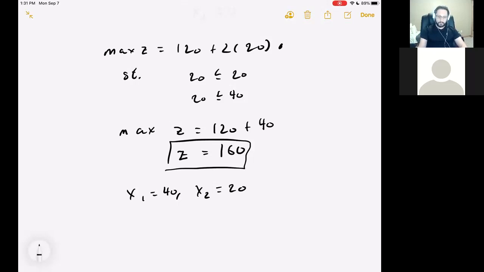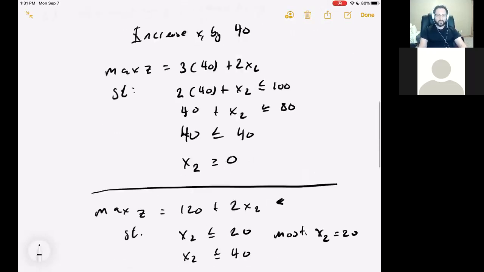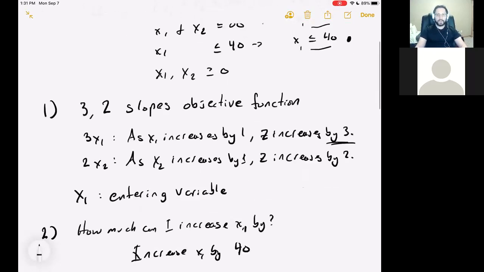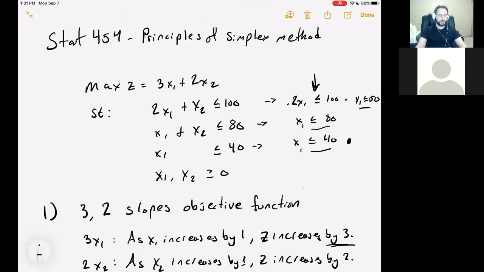This basic idea of choosing the steepest slope and then finding the most that the associated x value can attain is the core idea of the simplex method. We're going to supplement this procedure with matrices and elementary row operations and the standard form of the LP in order to not have to do any guessing and make these simplifications much more mechanical. This covers all content related to the principles of the simplex method.